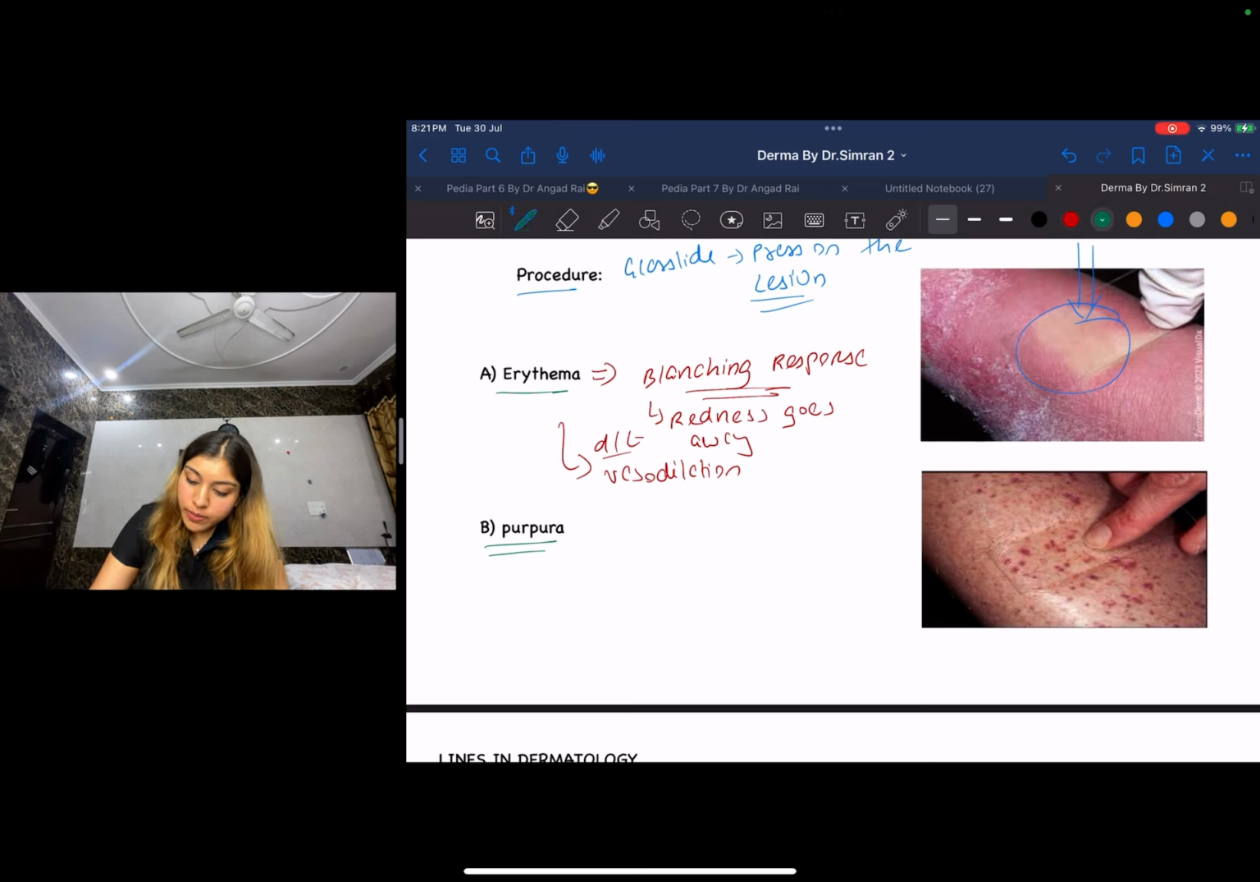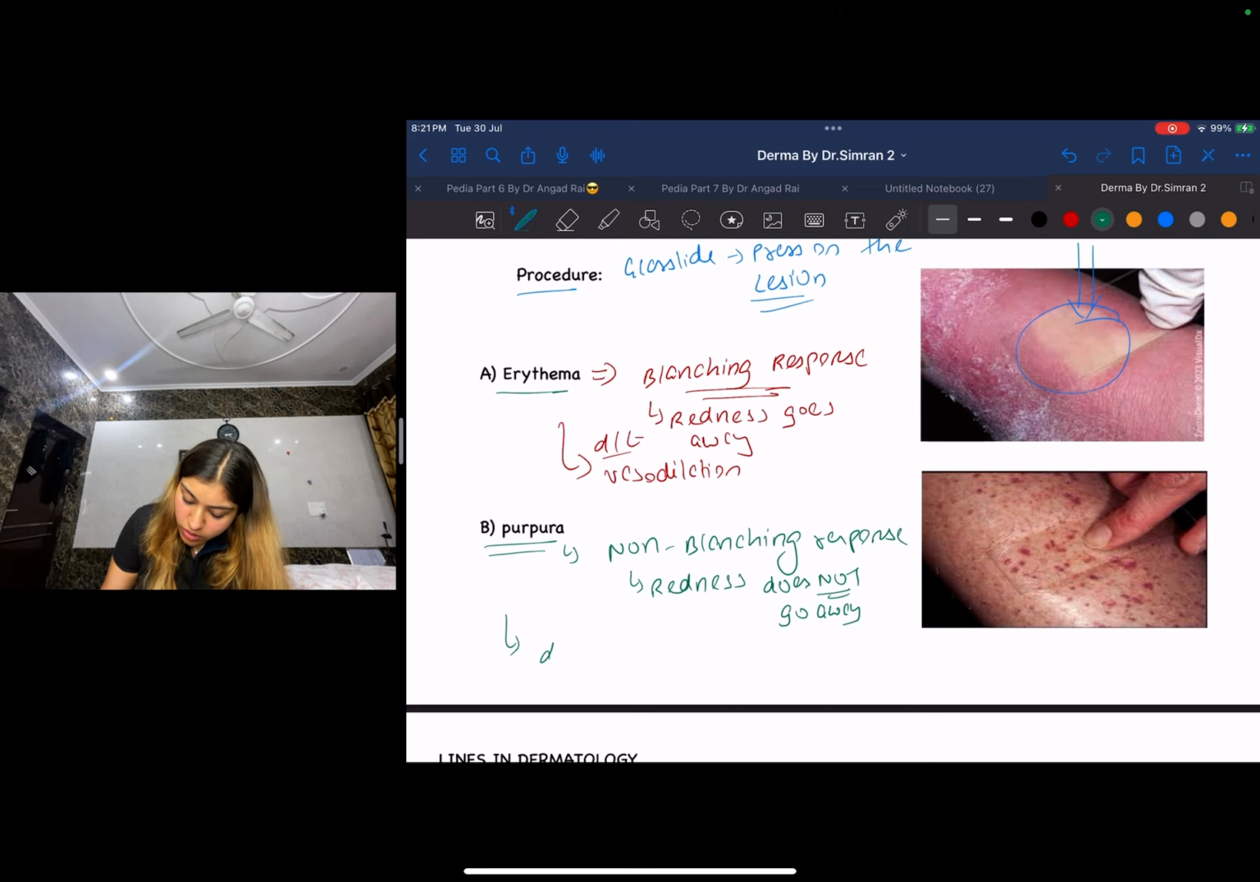Let us write this down as well. Purpura will give me a non-blanching response. Non-blanching means that the redness does not go away. And why is this? This is due to extravasation of RBCs.